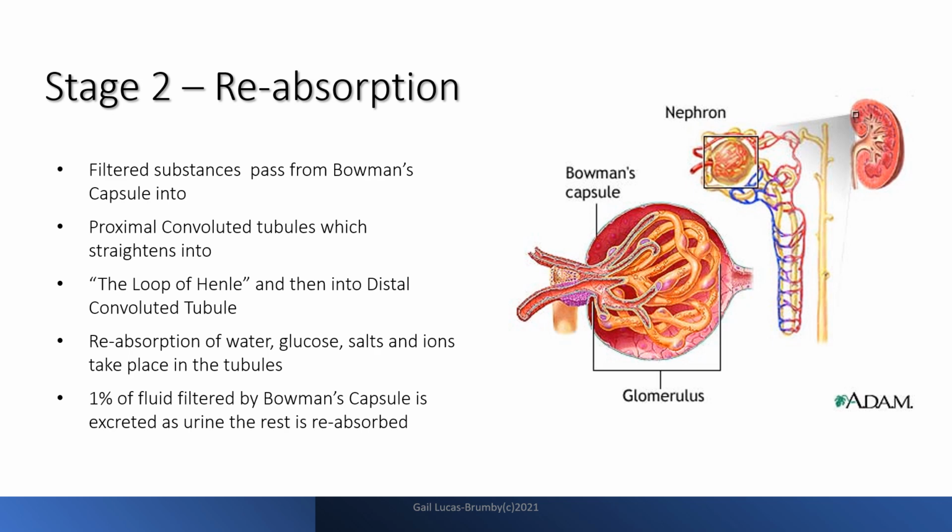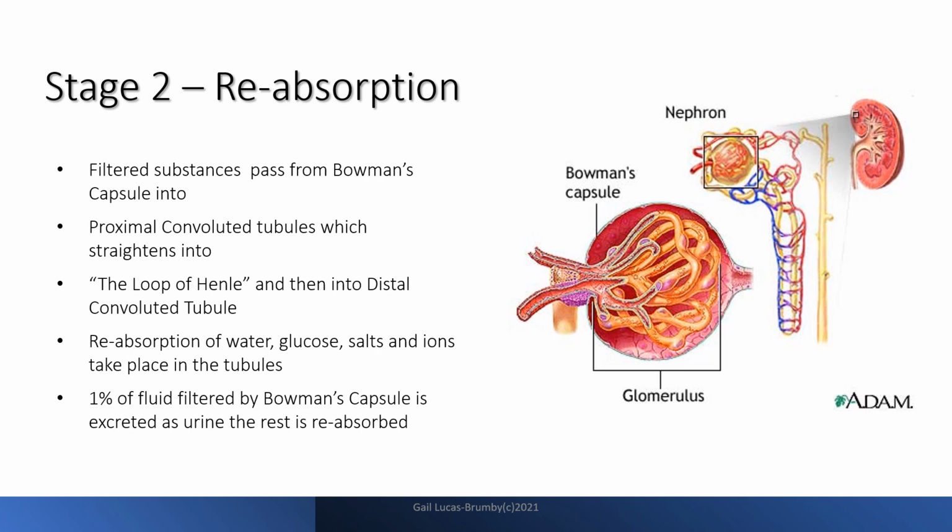Convoluted just means that it's curvy. The proximal convoluted tubule is a curvy, wavy tubule. The proximal convoluted tubule then straightens out into what is known as the loop of Henle, and this is a very straight loop, and the contents, these substances, pass through the loop of Henle and then into what is known as the distal convoluted tubule, which again is a wavy or curvy tubule.